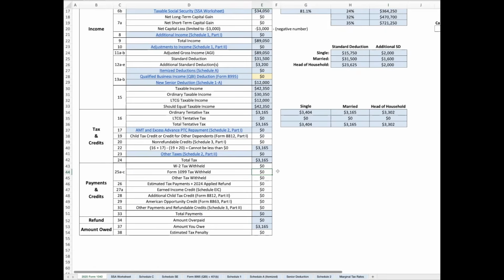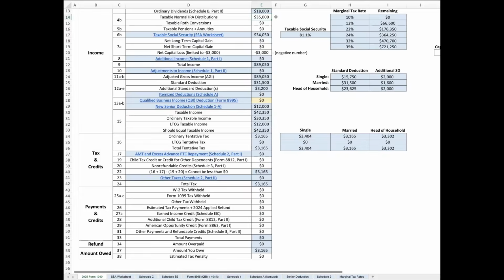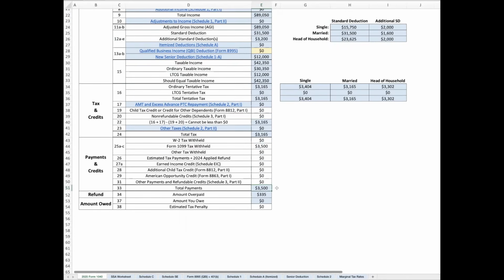The final sections of the Form 1040 include any tax withheld or paid throughout the year, plus any refundable tax credits. In this example, let's assume the couple withheld 10% from their RMDs. So out of the $35,000 in gross distributions, they withheld $3,500 that'll show up on their Form 1099-R. Those total payments are subtracted from total tax to determine the amount overpaid and refunded or owed. Although it doesn't show up in this example and it's not auto-calculated here, a tax penalty may also apply.